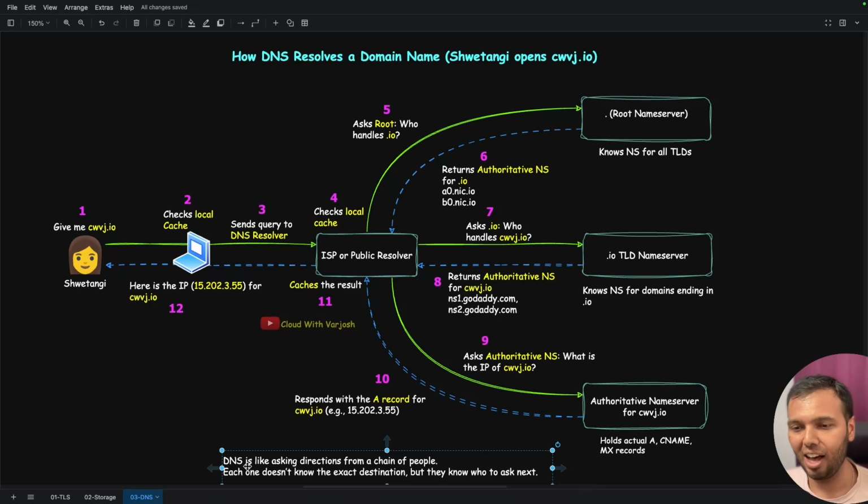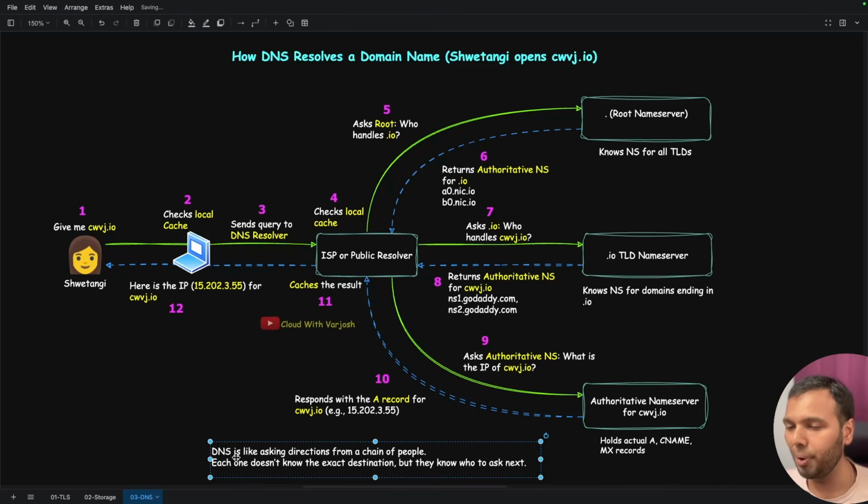DNS is like asking directions from a chain of people, and these are the chain of people. Each one does not know the exact destination, but they know who to ask next. This is all there is to DNS.